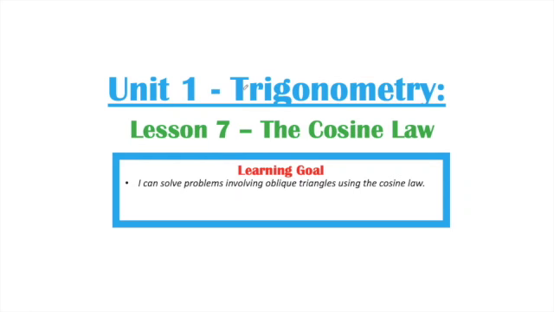Today we're looking at the cosine law again, more specifically though for oblique triangles. This is lesson 7, the last lesson in your unit, but it is quite short as well, so you can get started on studying for your test.